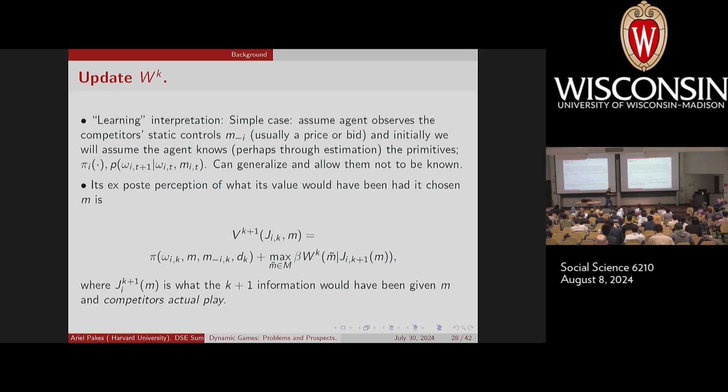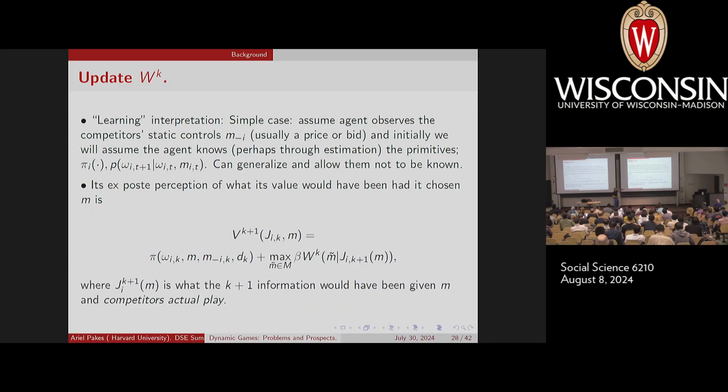So the data go that way. And now I look back at what I've got in memory, and I can compute what my perception of the value of where I got to is. It's V k plus 1, I'm going to iteration k plus 1 now. It's the profit I got, and the profit I got is a function of both what I did and what my competitors did, and then it's a continuation value, which I have in memory from the last iteration. That's my perception of what the future will be like.